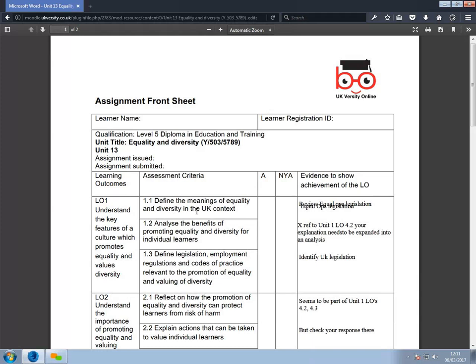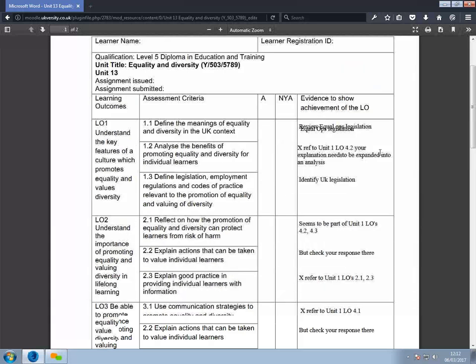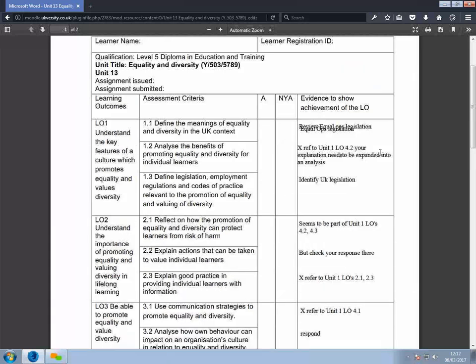It says define the meanings of equality and diversity in the UK context, because obviously equality legislation is around in other countries, but it may not be in the same format, it may not go as far as it does in the UK, it may even go further. It certainly depends on the country, and how it's actually worked in the real world is somewhat different. Review equality legislation, I've put there for that one. Equality and diversity are covered by the law. So you just need to look at what the legislation actually says for your response to that, and put a piece about that.